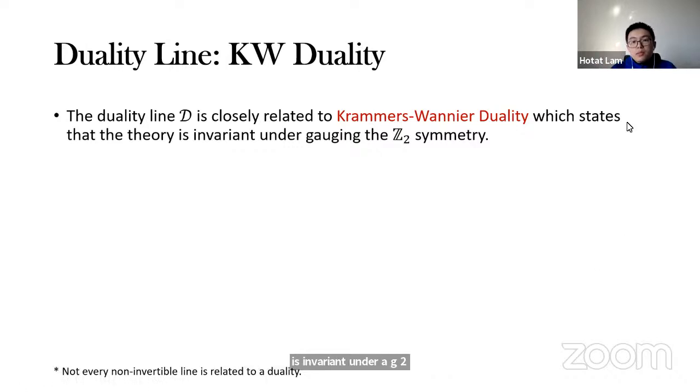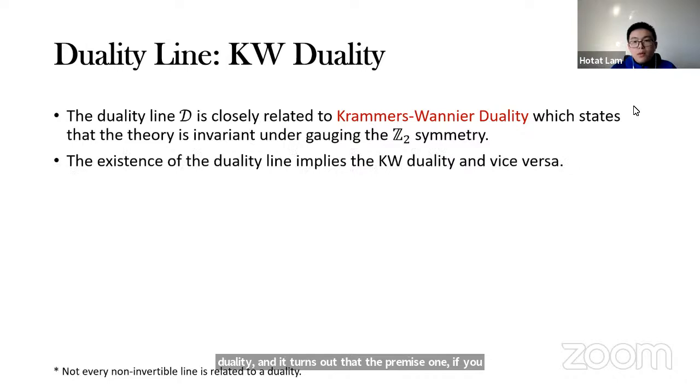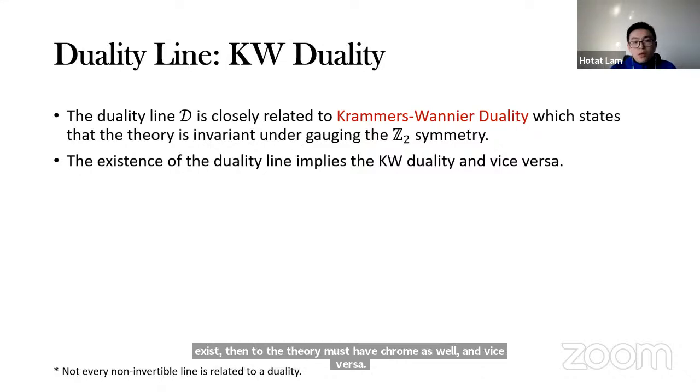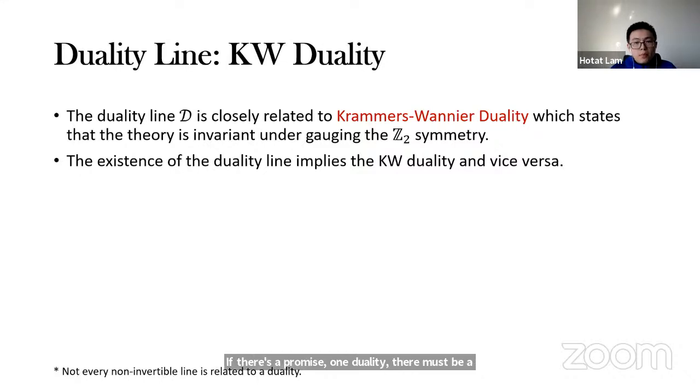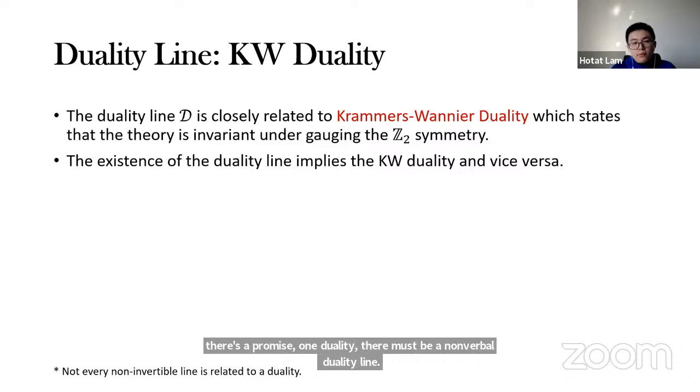And it turns out that the Kramers-Wannier duality is equivalent to the existence of duality lines. So we can show that if the duality line exists, then the theory must have Kramers-Wannier duality, and vice versa. If there's a Kramers-Wannier duality, there must be a non-invertible duality line in the theory. So let me show it in one way first.